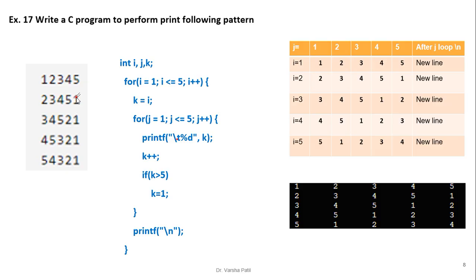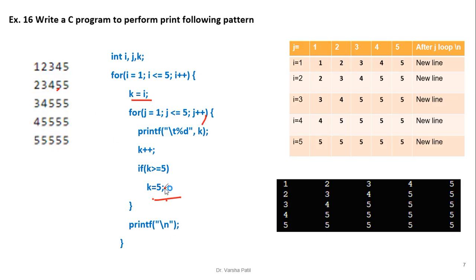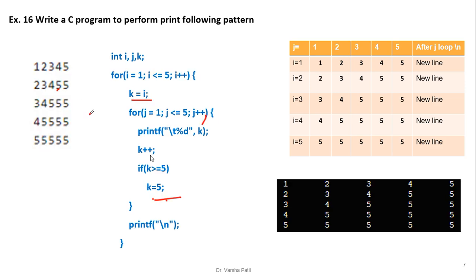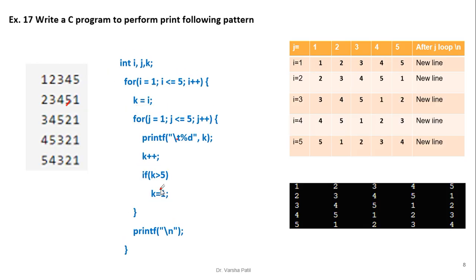Now the program is similar, only you have to check that it is going up to only 5. After 5 it is resetting. Last time after 5 it was reset to 5 only, but here after 5 it is resetting to 1. So here the condition is that when k is greater than 5, or greater than or equal to 5, you make k equal to 5. But here we need to check if k is greater than 5, we have to reset the counter to 1, otherwise the program is the same.